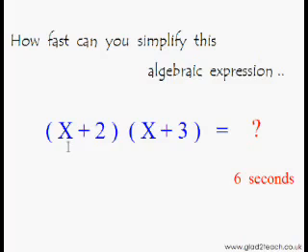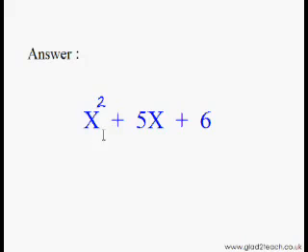The correct answer would be x times x is x square and 2x plus 3x is 5x plus 6. The correct answer would be x square plus 5x plus 6. Okay, let's check that out. Here it is, x square plus 5x plus 6. Could you get that one?